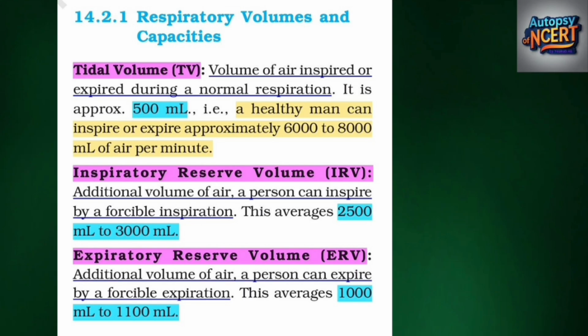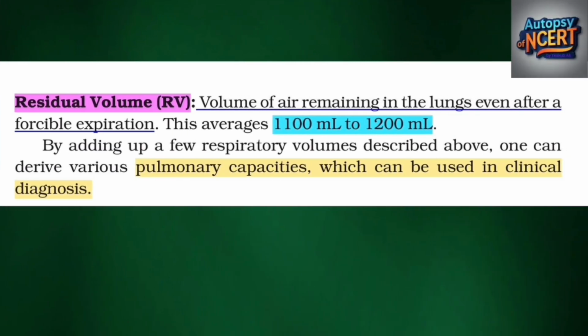Expiratory reserve volume, ERV: additional volume of air a person can expire by a forcible expiration. This averages 1,000 milliliters to 1,100 milliliters. Residual volume, RV: volume of air remaining in the lungs even after a forcible expiration. This averages 1,100 milliliters to 1,200 milliliters. By adding up a few respiratory volumes described above, one can derive various pulmonary capacities, which can be used in clinical diagnosis.